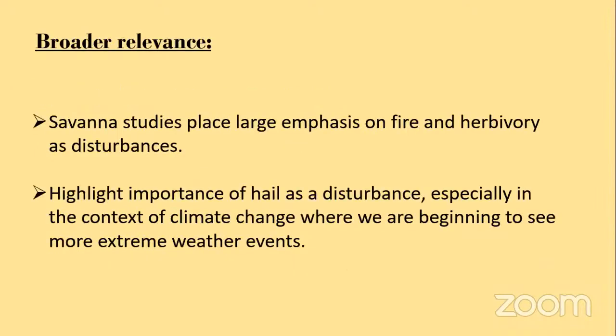But what about the broader relevance of my study, going beyond just this one species? Savanna studies place a very large emphasis on fire and herbivory as disturbances. This is a call to note the importance of hail as an equally significant disturbance, especially in the context of climate change, where we are beginning to see more extreme weather events. And this study has demonstrated that while hailstorms might not be as frequent as herbivore activity, they can have a lasting impact on savanna trees.